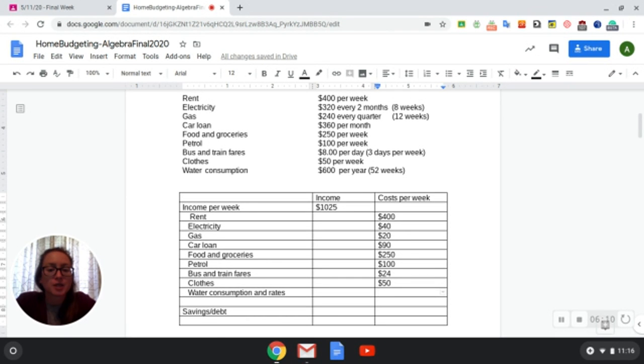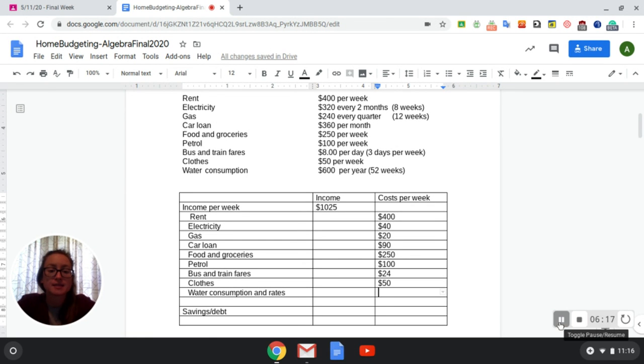And water consumption and rates. So $600 per year, but that's for 52 weeks. So we need to take 600 and divide it into 52. So let's do that. 600 divided by 52. We have about $11.50. So it says 11.538. So that's $11.54.